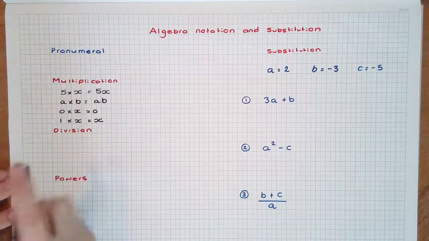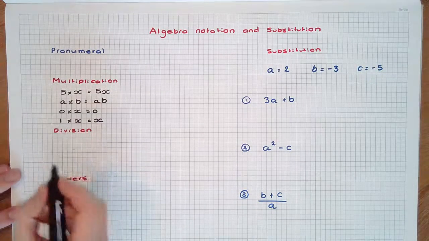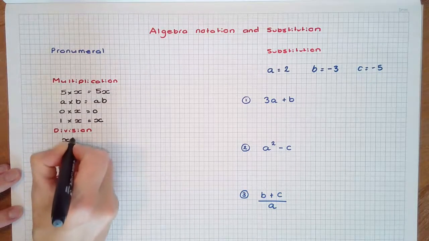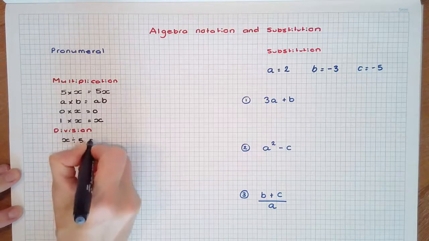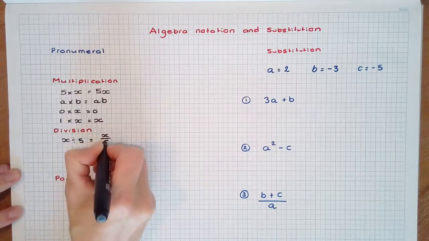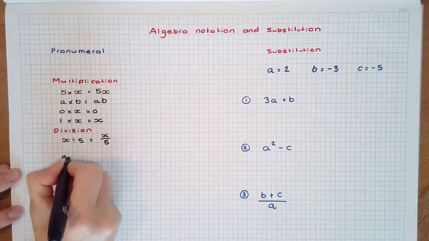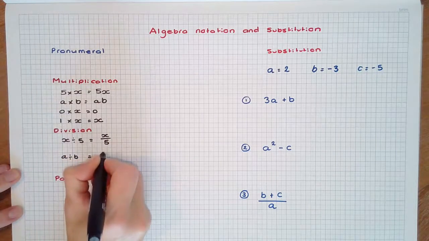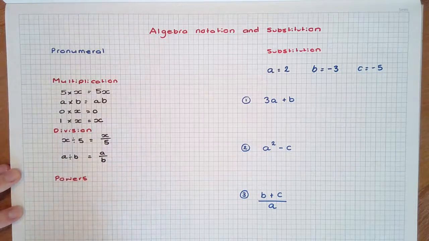When dividing with pronumerals, we write as fractions. For example, x divided by 5 would be written as x over 5, or a divided by b would be written as a over b.